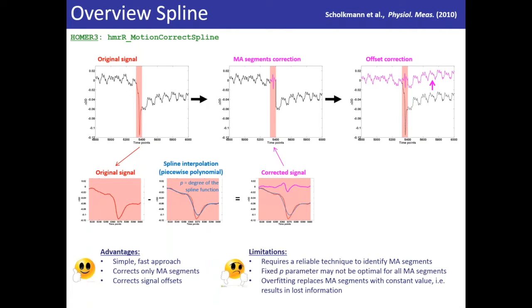It requires a reliable technique to identify motion artifact segments. So with spline, you have to have a motion detection function before it, and I'll show it with Homer3. For instance, if that detection algorithm doesn't detect most of the motions, of course, spline cannot do anything. So you have to go back and check your signal, check whether those red patches are at the right location, and whether you're missing any important motion artifact or not. You have to make sure that detection is doing its job so that spline can do its job as well.